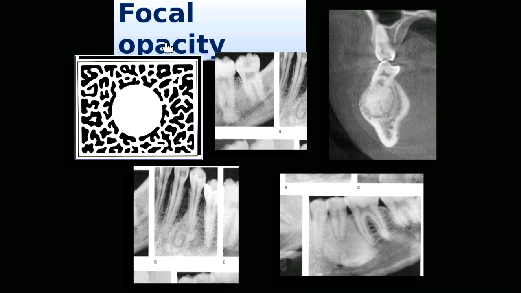So you can see focal opacity, where you can see it's focal and it's opaque. So it is a case of cementoblastoma, where you can see this nice focal opacity at the root apex. And this also you can see here. So you can see focal opacity in this area.